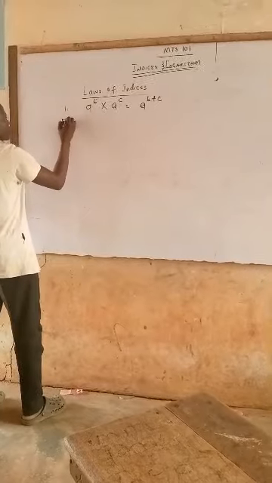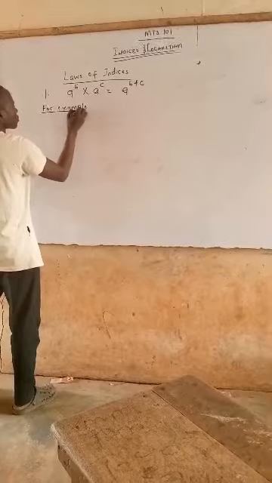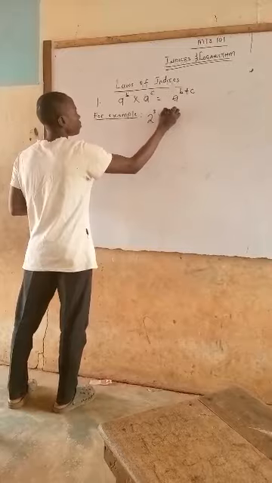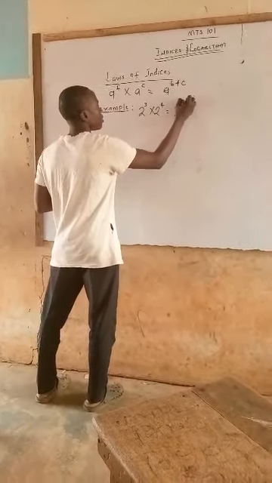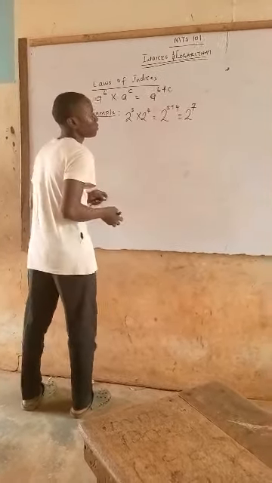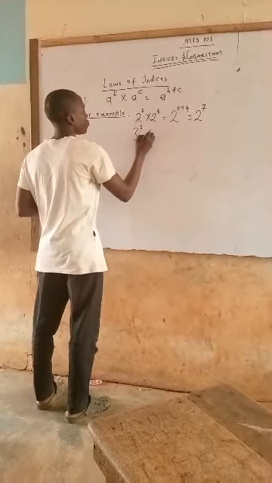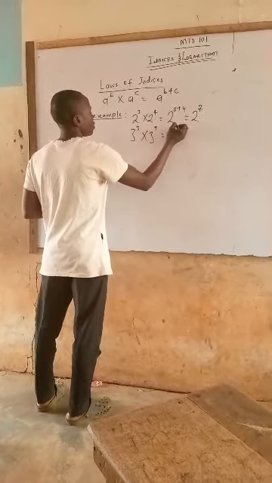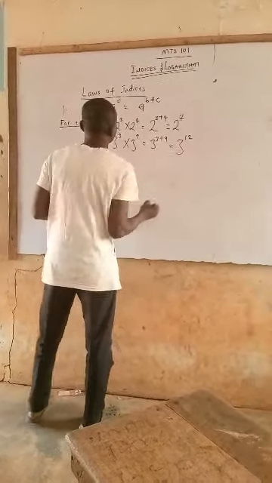Now, for example, if you have 2 raised to the power of 3 multiplied by 2 raised to the power of 4, this is going to give you 2 raised to the power of 3 plus 4, which is equal to 2 raised to the power of 7. Another example, if you have 3 raised to the power of 3 multiplied by 3 raised to the power of 9, this is going to give you 3 raised to the power of 3 plus 9, which is equal to 3 raised to the power of 12.